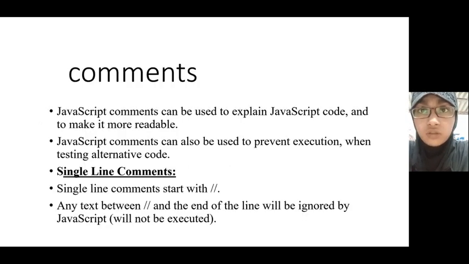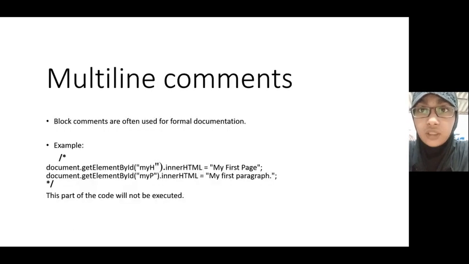So moving on, here come the comments. Generally we know that there are two types of comments: single line comments and multi-line comments. Single line comments are used with double slashes, and multi-line comments are used with slash asterisk followed by the comment and ended with asterisk and slash. Whatever we write in the comment, that block of code will not be executed. Block comments are often used for formal documentation.